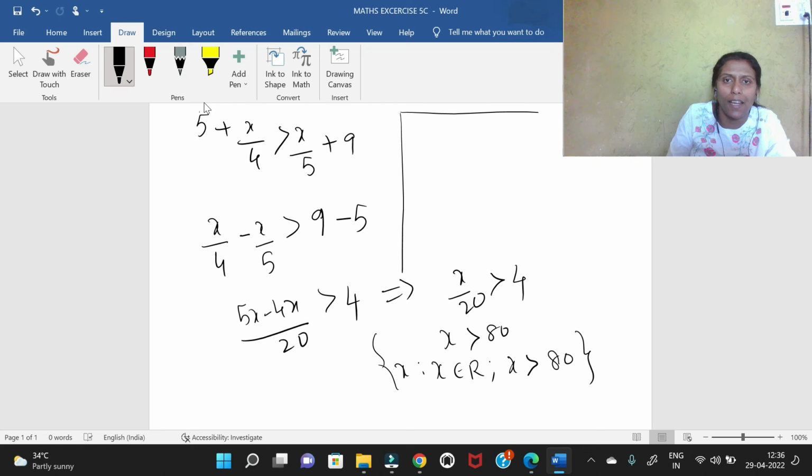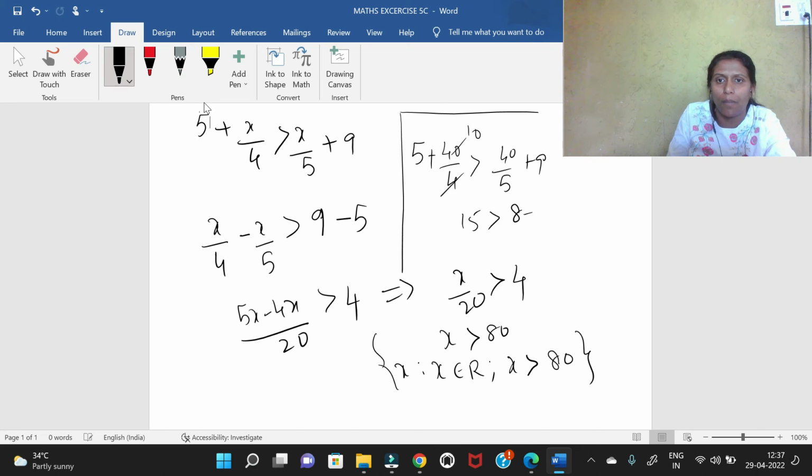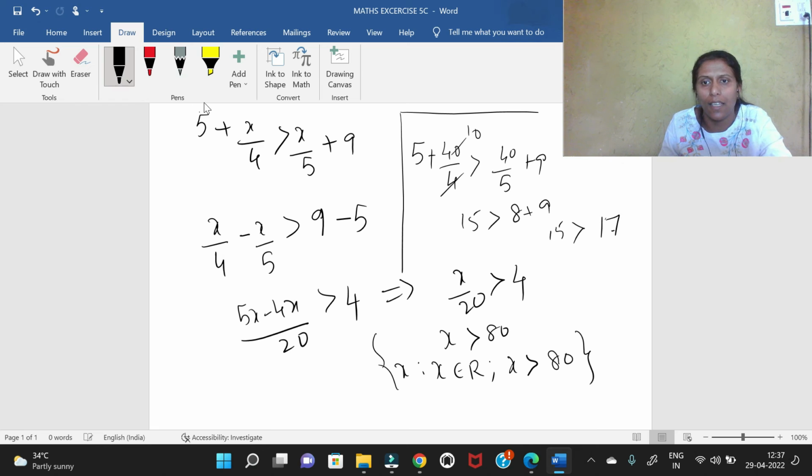I will say instead of 80, x is 70. The solution set we got is greater than 80, so anything after 80, 81, 82 and so on will work out. Now I'll take x as 40 so that it is easy for calculation: 40 by 4 is 10, plus 5 is 15, greater than 40 by 5 plus 9, which is 8 plus 9 is 17. Is this so? This is wrong. 15 is not greater than 17. So this relationship will not hold good.